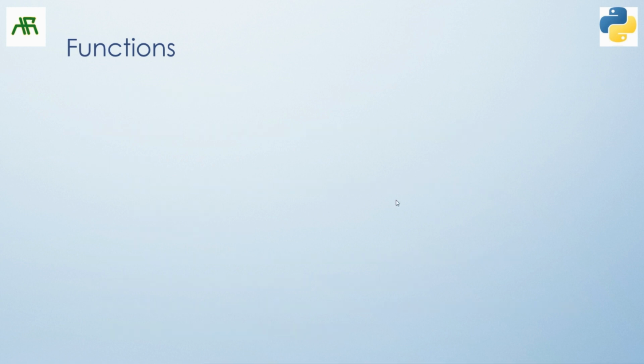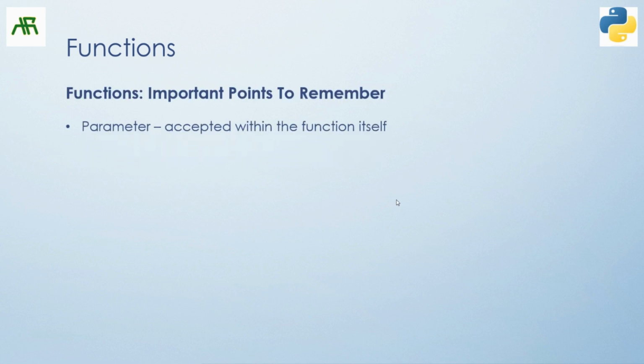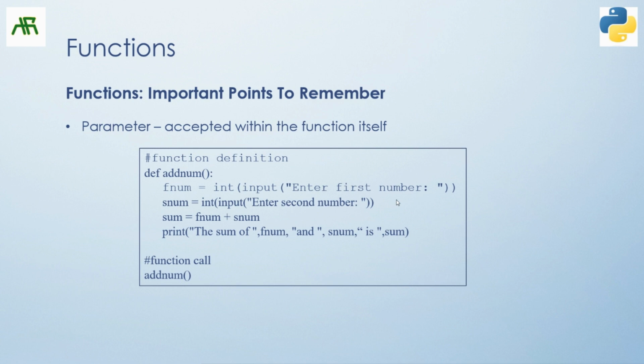Let's look at some of the important points to remember when we are dealing with functions. Parameter values are accepted within the function itself. Here is an example for parameters. I'm adding two numbers and I'm going to get the values for those numbers within the function definition itself. First number, input, enter first number. Until the user gives the first number, nothing happens. Similarly, second number, the user has to enter the second number, and the sum is first number plus second number, and print the sum of first number and second number as the resultant value.